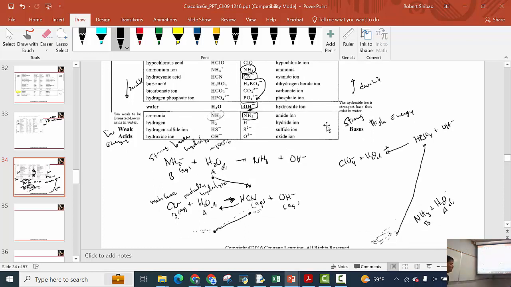What forms? Yeah, hydroxide and ammonium. That's correct. Hydroxide and ammonium.